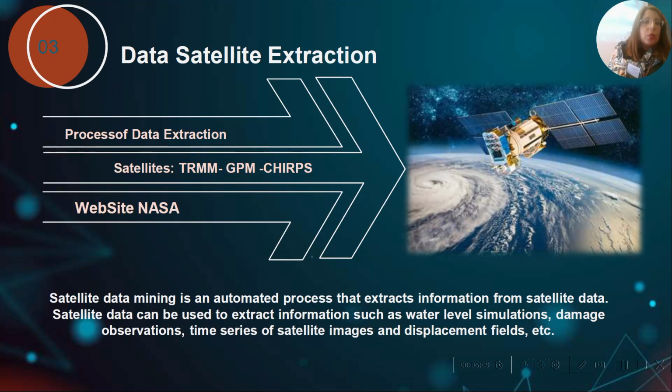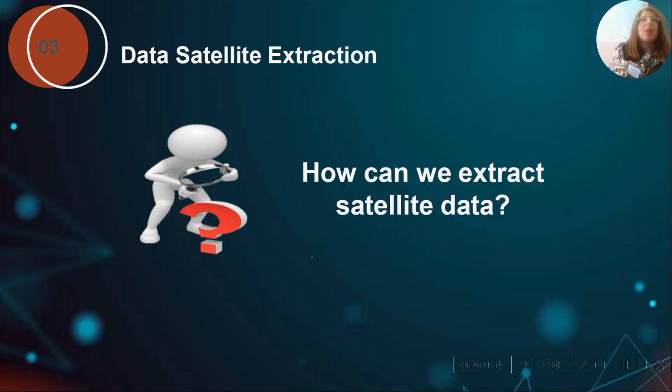So now let's talk about the data set extraction. For the data extraction, we have chosen to use three satellites, TRMM, GPM, and others, from the NASA website. Satellite data mining is an automated process that extracts information from satellite data. Satellite data can be used to extract information such as water level situation, damage observation, time series of satellite images, and displacement fields, etc. How can we extract satellite data?